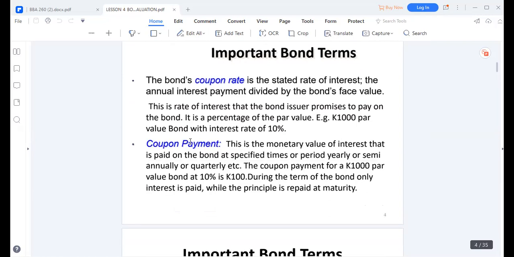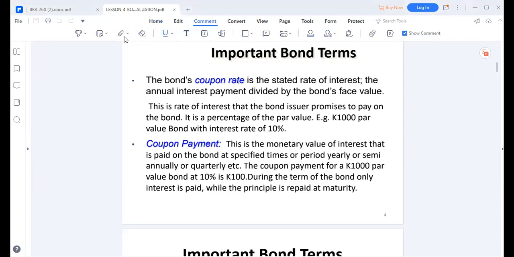Now, there are terms that you need to understand. We have what we call the coupon rate. Now, this is the stated interest that the bond issuer promises to pay. So the one who issues a bond is called a bond issuer. So there are three interest rates that you need to take note of. There's what we call the coupon interest, which is denoted by the small letter i. So this is what we call the coupon interest.